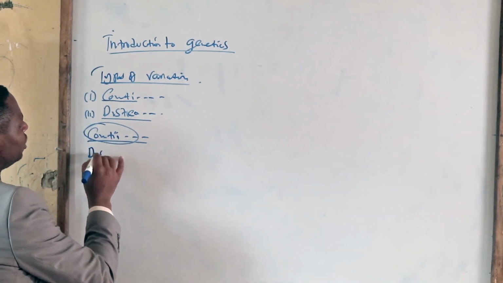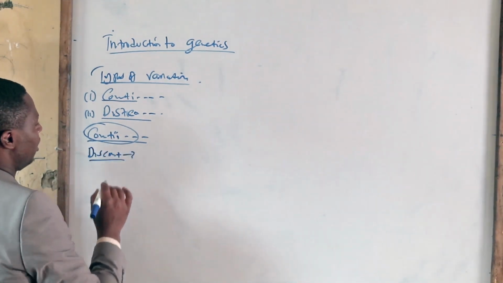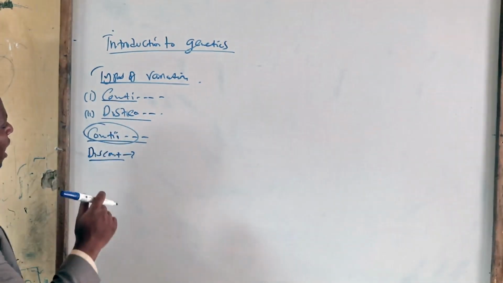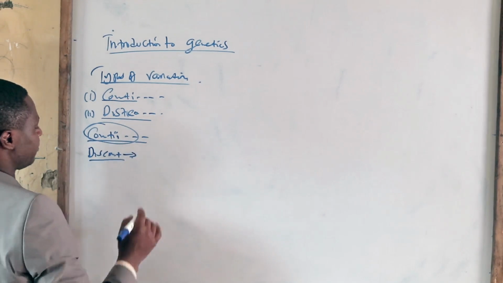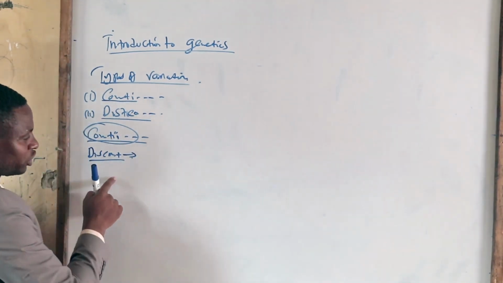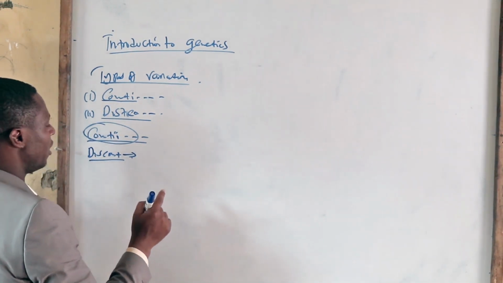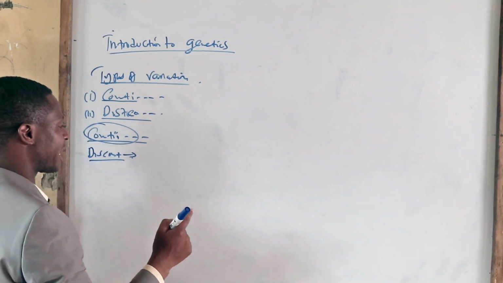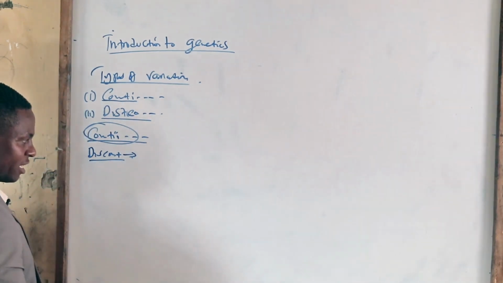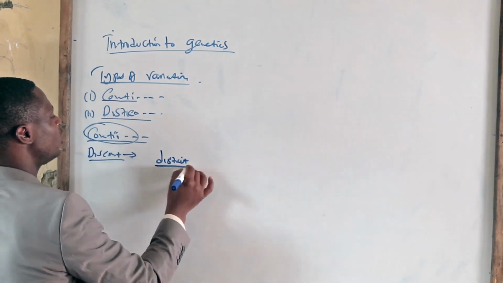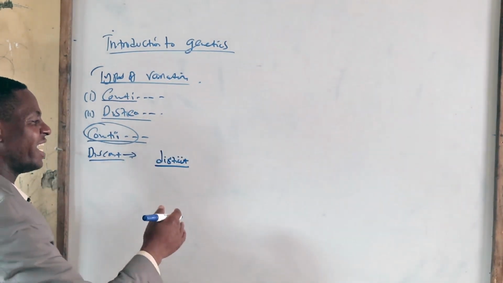Then, when we talk about discontinuous variation, what's the difference between continuous and discontinuous? Discontinuous variation is a kind of variation where there is a distinct difference between one characteristic of a trait and another. What do I mean? The word is distinct. You are going to be able to distinguish between this and that.